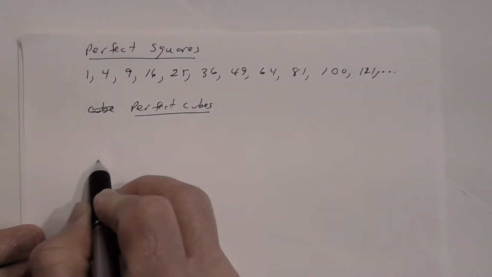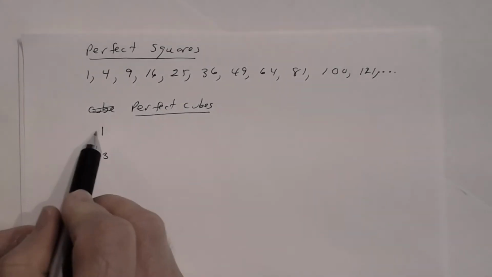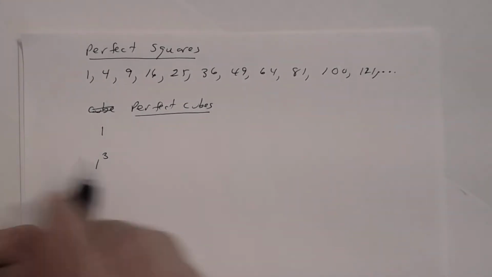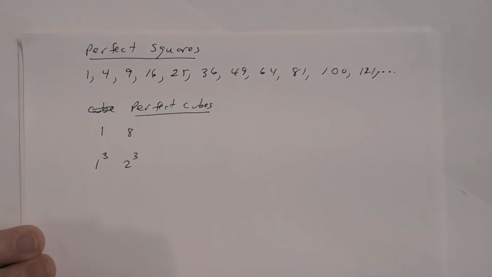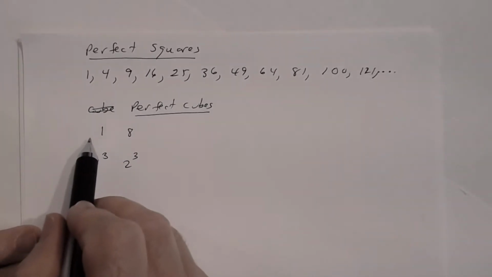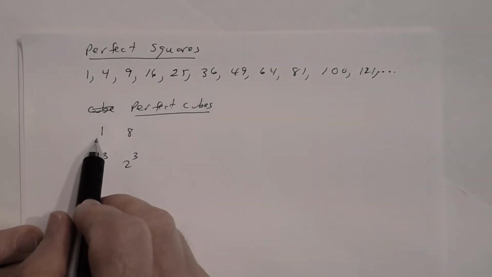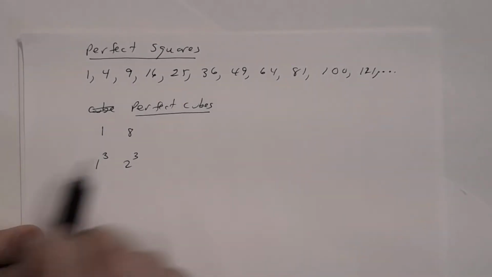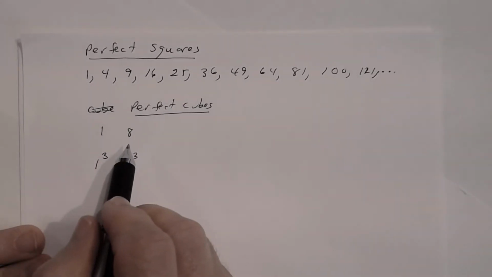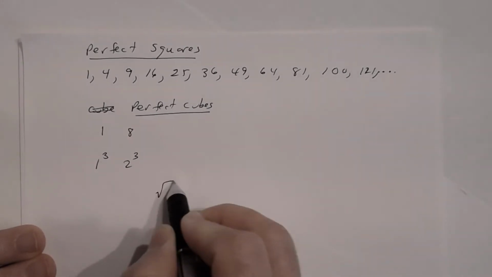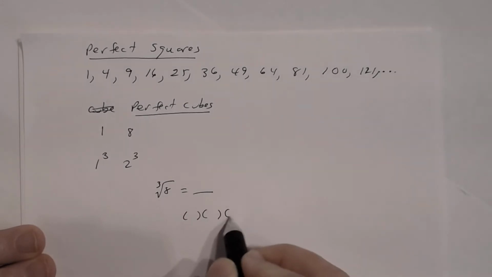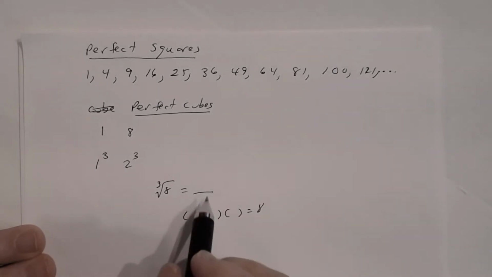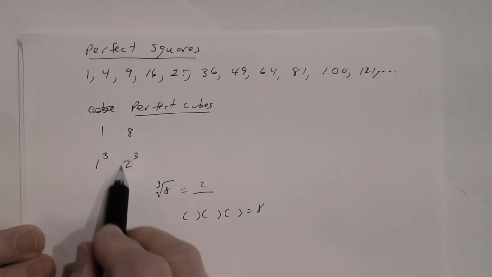So 1 cubed is 1. So 1 is my smallest perfect cube. 2 cubed is 8. So 8 is the next perfect cube. And so if I took the cube root of 1, remember what number times itself 3 times is 1, I will get 1 back. If I took the cube root of 8, what times itself 3 times is 8? Remember all that? And so you'd say 2. Okay, and that's what you saw here.